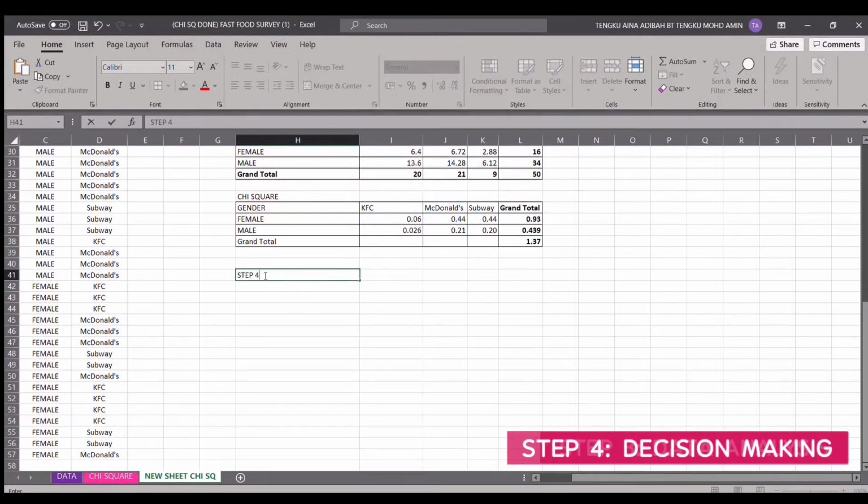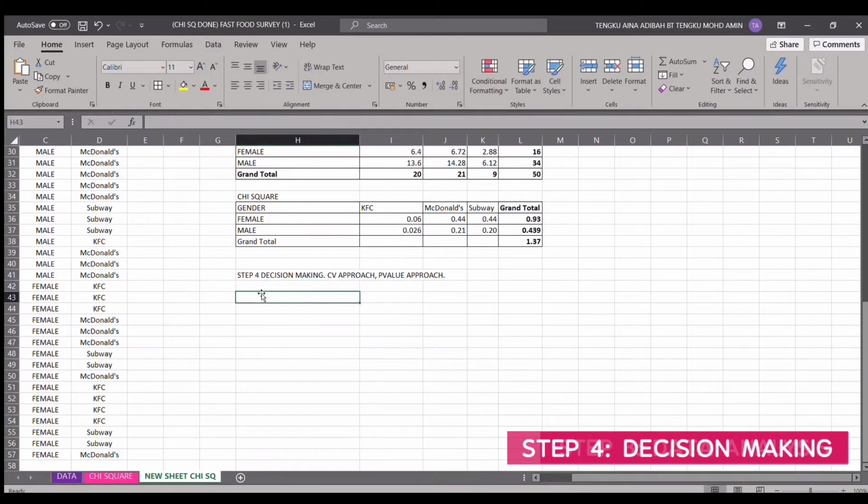Step 4 is a decision making step, which means we have to use the CV approach, which is the critical value, and then the p-value approach. So to find all this, we need to make a decision whether we fail to reject or the hypothesis can be rejected.